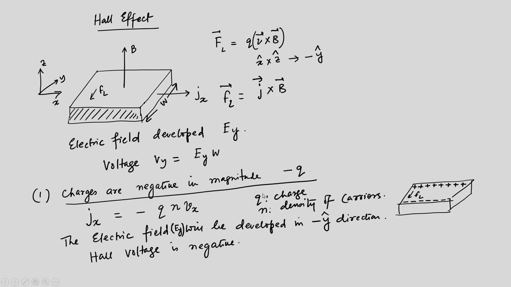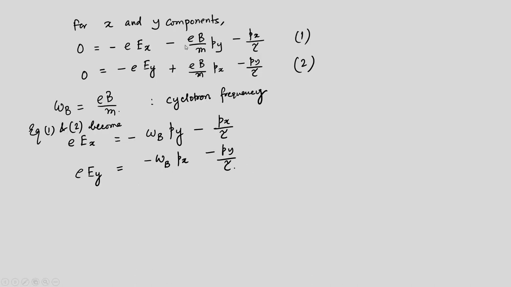Let me go back to that original figure. Okay, so this is the figure. Your Py, which is the momentum in this direction, will have to stop once the equilibrium is established, because the charges cannot go out of the sample. Positive charges will accumulate at the front shaded region and negative at the back, or vice versa. But in any case, the Py will have to go to 0 at equilibrium. So at equilibrium, Py is equal to 0.